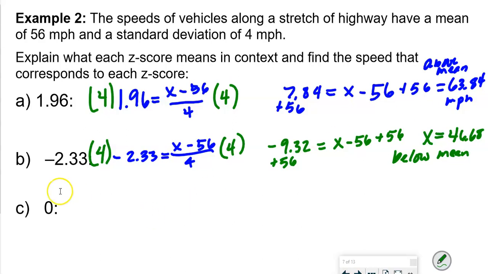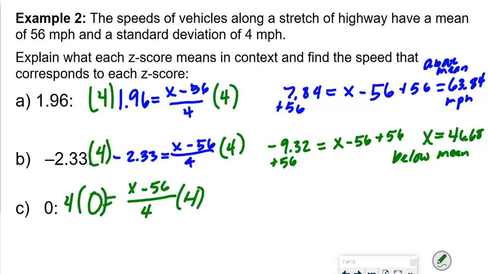All right, so 0. You should know, if we have 0 here, we get 0 equals x minus 56 divided by 4. Multiply 4 times both sides again. Hopefully y'all already know that this is going to be 56. So when we do that, that's gone from there, so we have 0 equals x minus 56. Add 56 to both sides, so 56 is equal to x.